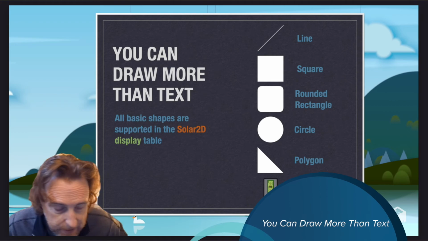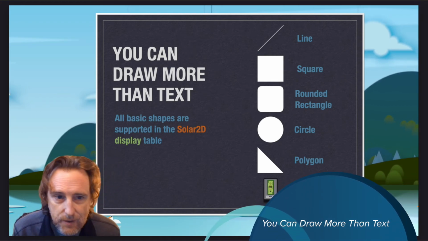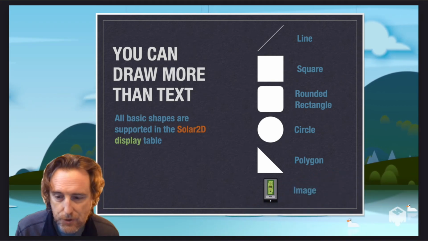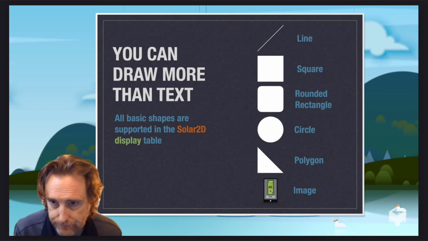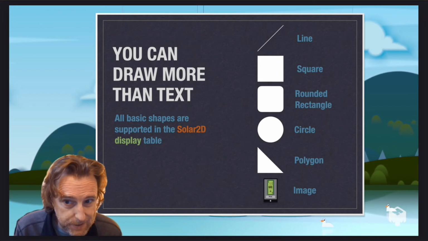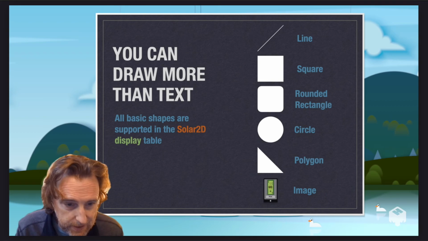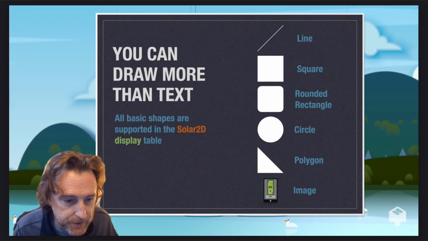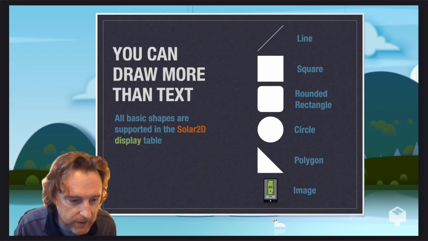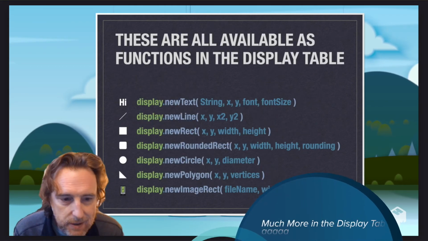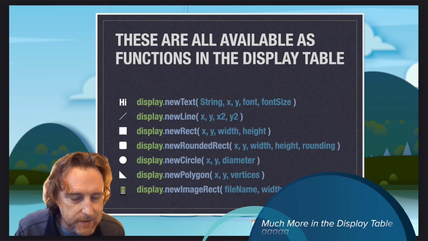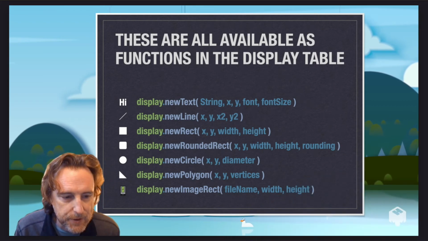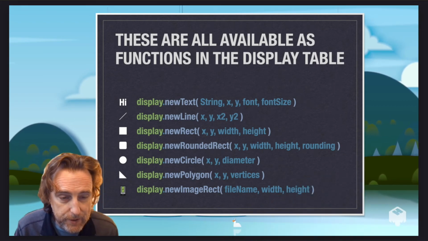So we've done text already. There are many more things we can draw in the display table. The basic shapes are line, square, rounded rectangle, circle, polygon, and also image. These are all built into the display table, so they will be drawn essentially in the same way that text was drawn, except obviously for each of the shapes you're going to give different parameter information.